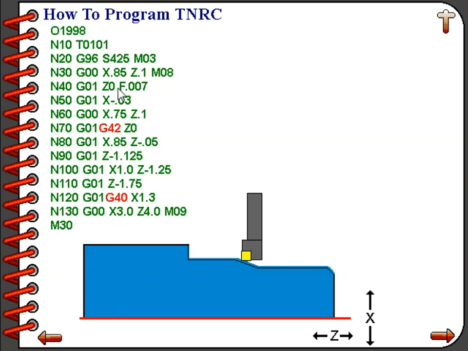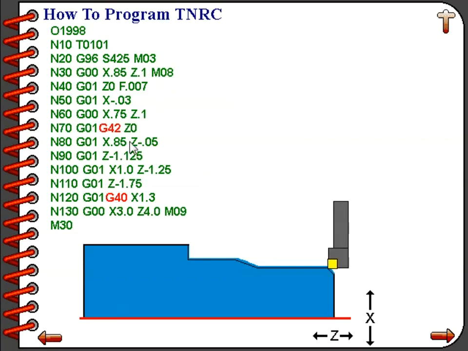Line number 40 moves the tool over to Z0. Line number 50 faces the part off. And notice that when we face the part off in this example, we are going to a position of X minus 0.03. This is actually very proper. You want to feed past the center line of the spindle when doing a facing cut. That eliminates the little nib that is sometimes left on the center line of the part.